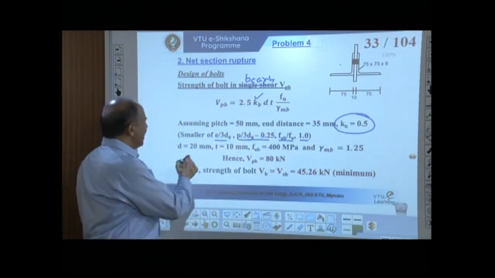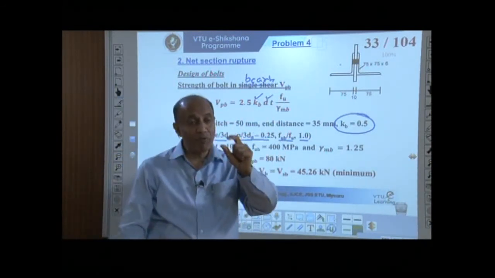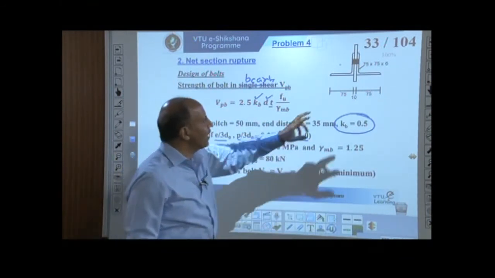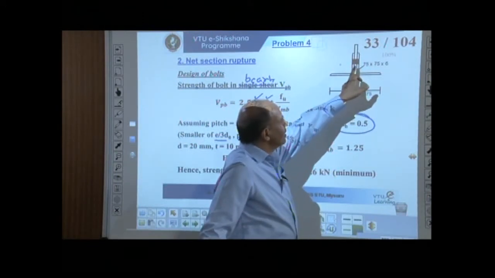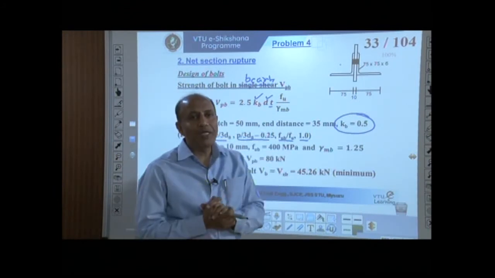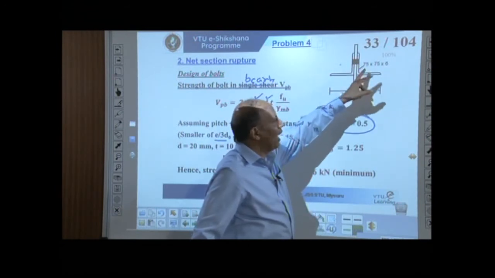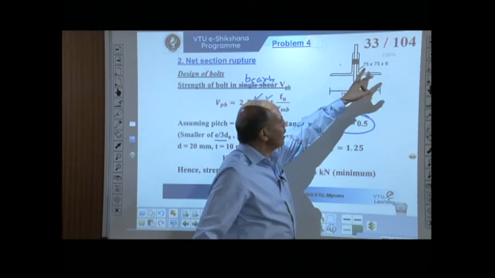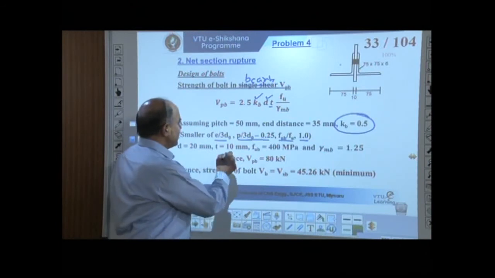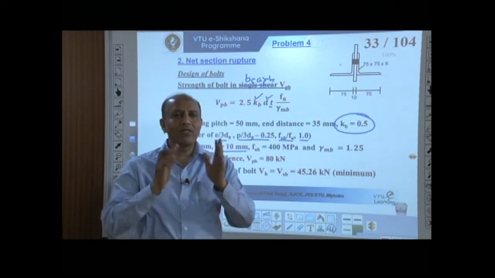Now coming to d, it is 20 millimeters, the diameter of the bolt that we are trying to have here, and t is the thickness. There are 2 things here: the thickness of the plate and the thickness of the 2 angles. When you take this thickness, it should be the least of either the gusset or the summation of the 2 angles. The gusset is 10, the summation of the angles is 6 plus 6 = 12, the least is 10. So we have to take the value of t as 10 mm. This is important for you. So there are 3 plates: one is the gusset and the 2 angles.